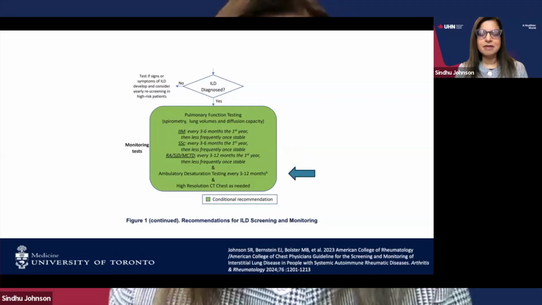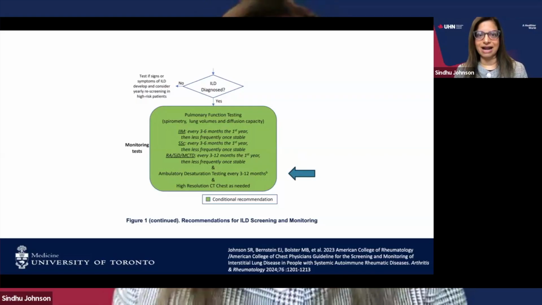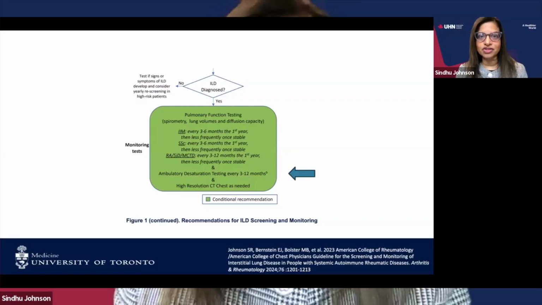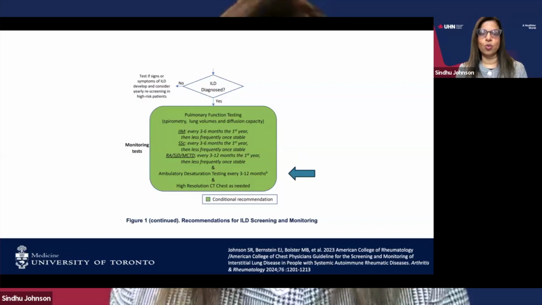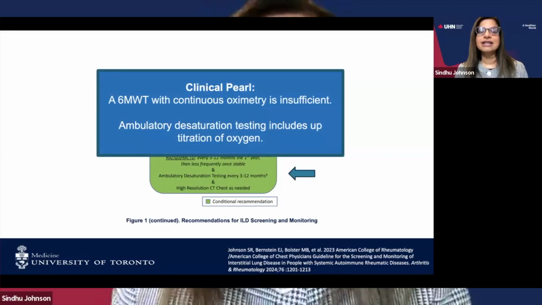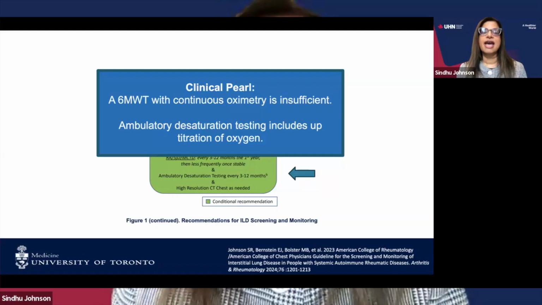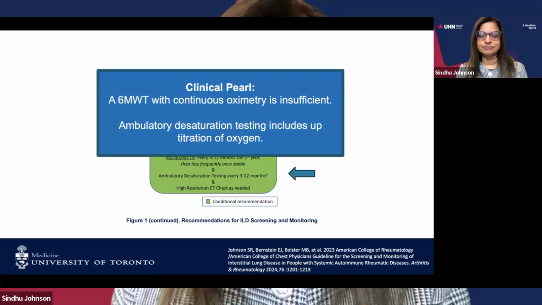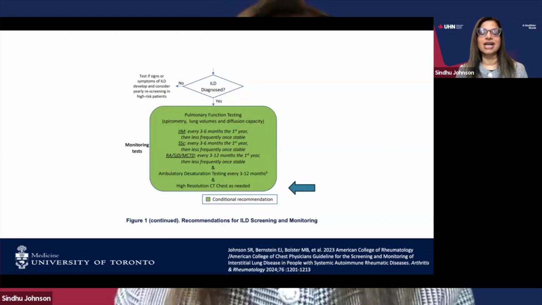This may be new to many rheumatologists and certainly does not fall within our scope of practice. However, this test falls within the scope of practice of a pulmonologist, and here is one of the many reasons we should be sharing care with pulmonologists. A clinical pearl is that a 6-minute walk test with continuous oximetry is insufficient. Ambulatory desaturation testing includes up-titration of oxygen. The third monitoring test is high-resolution CT chest as needed.